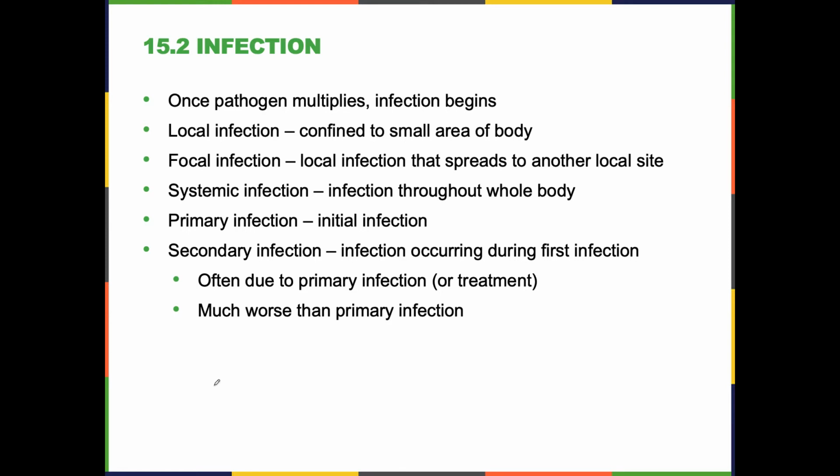Local infections are infections that confine to a small area, and it can be literally small, like a boil, or it can be small but large, like the skin, for example. If you have rashes all over your skin, it can be a large area, but we would still call this a local infection because it's just the skin. It just spread along the skin, right?